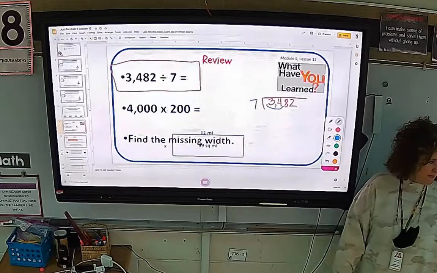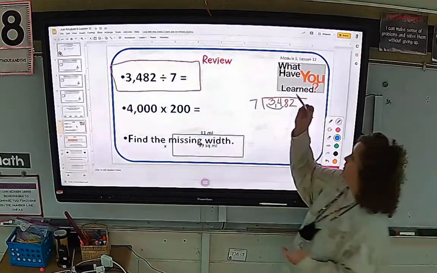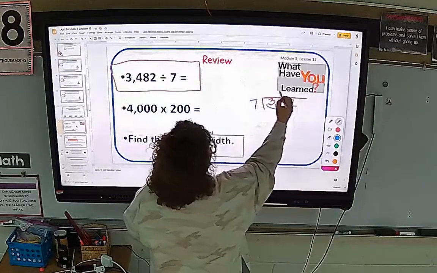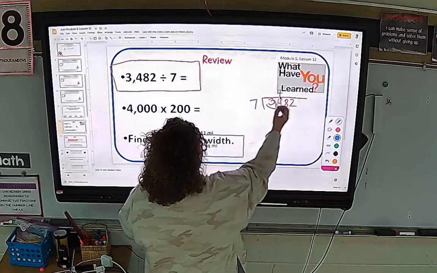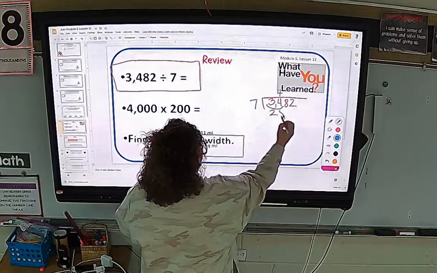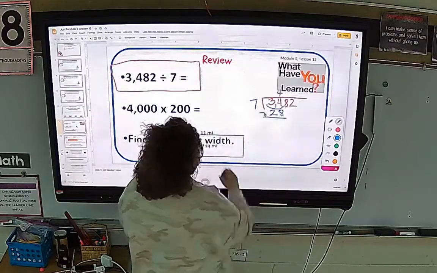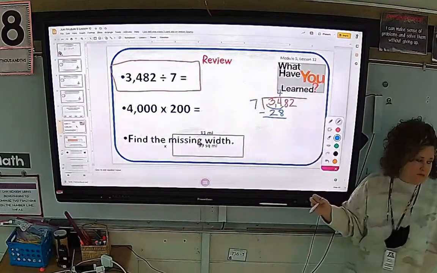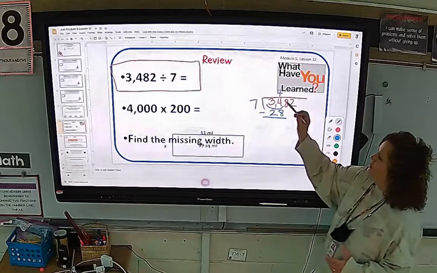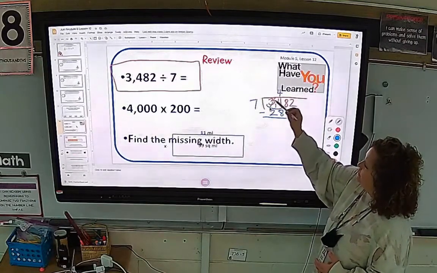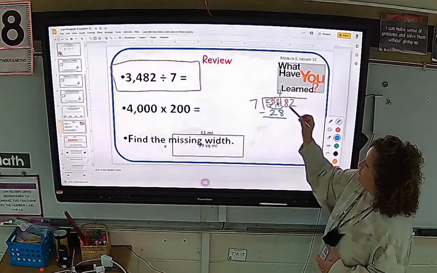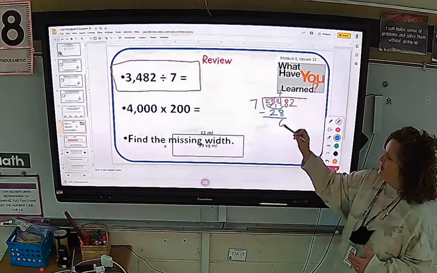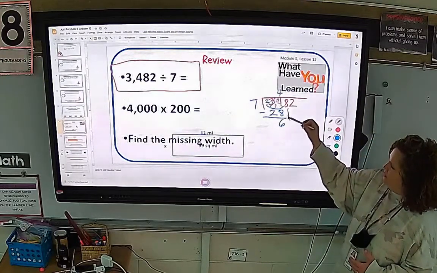What's the most I can take out? Yeah, 4. 7 times 4 is 28. So the 4 would go right there. 7 times 4 is 28. I'm going to subtract. What do we get when we subtract? We might not know that right off. Yes, it is 6. But you can do the regular subtraction up in there with the borrowing. 14 take away 8 is 6. Okay, bring that 8 down.